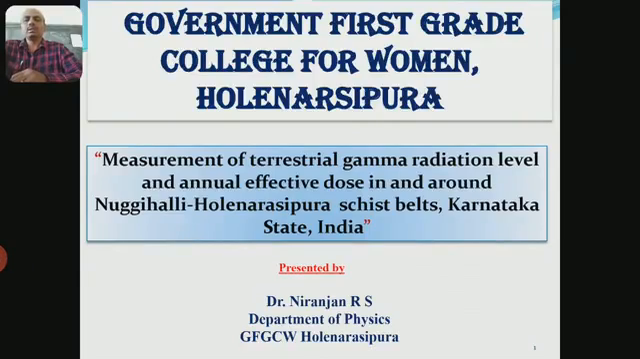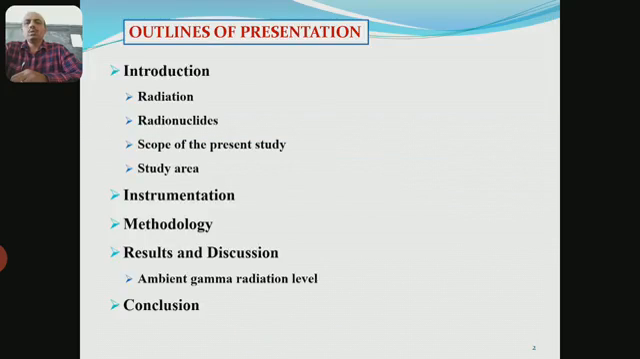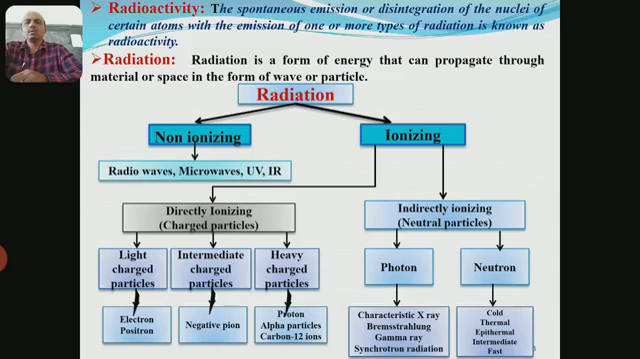Now I am going to present my research paper on measurement of terrestrial gamma radiation level and annual effective dose in and around Nuggehalli Valanarshipura schist belts, Karnataka State, India. The outline of the presentation is introduction, instrumentation, methodology, results and discussion, and conclusion.